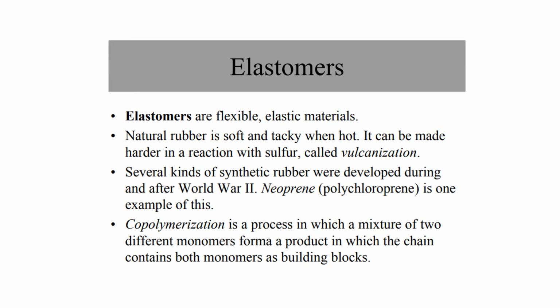Just an introduction to the notion of elastomers here. These are flexible, elastic materials. They're often polymers. Natural rubber is a good example of this. It's soft and tacky when it's hot, and it can be made much tougher in a reaction with sulfur that we call vulcanization.